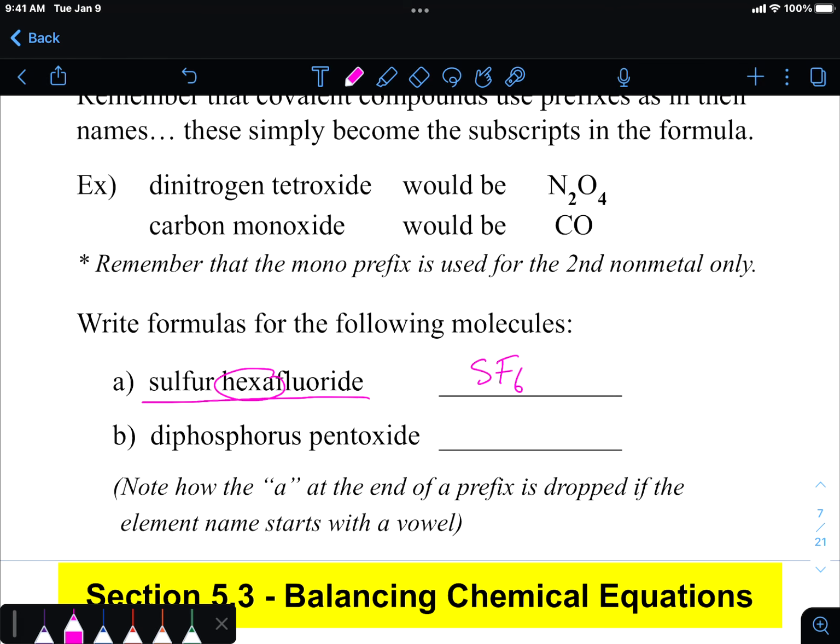Diphosphorus pentoxide. There's 2 prefixes here. There's a di and there's a pent. So, okay, well, the di is attached to the P, so that's P2. And the pent is attached to the O, so it's O5. Okay. So, we are going to stop there.